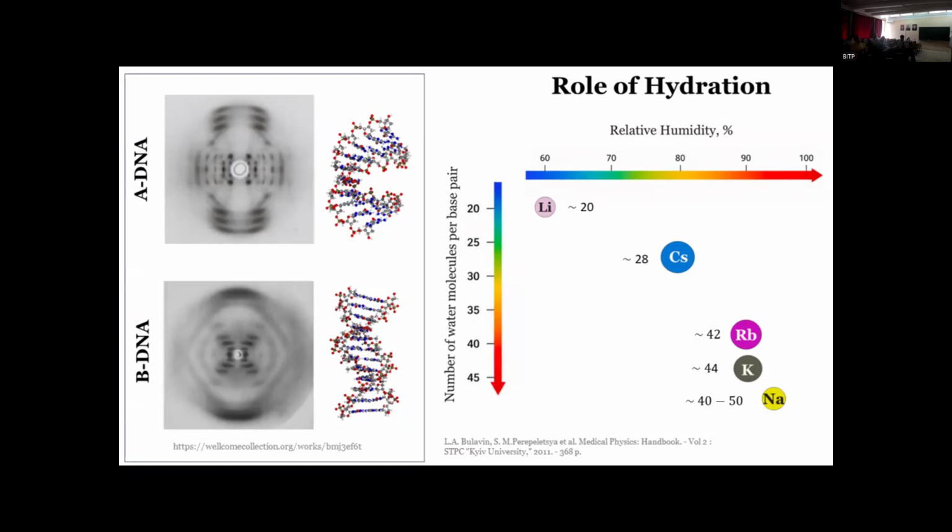But what is important here is that the number of water molecules, and obviously the level of humidity, strongly depends on the type of counter-ions present in the sample. In general, the larger ions require fewer water molecules to stabilize the double helix. But there is one exception. It's the lithium ion, which is the smallest from this list, but it can somehow effectively neutralize the negative charges of the DNA. And as a result, fewer water molecules are needed.